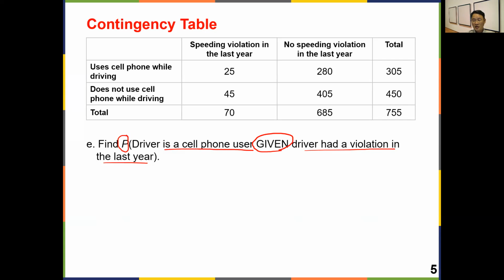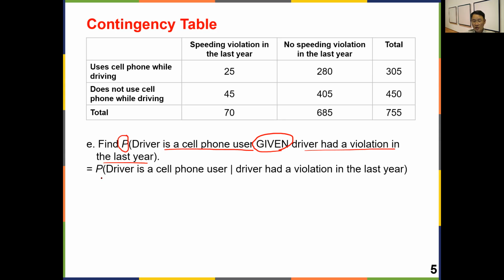Now this is what? This is conditional probability. Remember, this is a conditional probability. So you can rewrite it like that. Probability that driver is a cell phone user. See that bar right there? That's a given bar right there. Given that driver had violation last year.